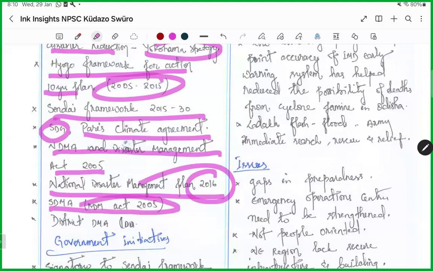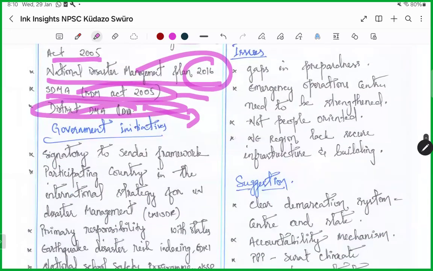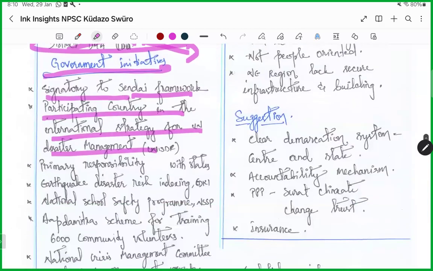It's the same as the National Disaster Management Act 2005. Then the district DMA. In the state, it is headed by the Chief Minister. In the district, it is headed by the Deputy Commissioner. So these are the government initiatives of India. It is a signatory to the Sendai Framework, a participating country in the international strategy for disaster management.